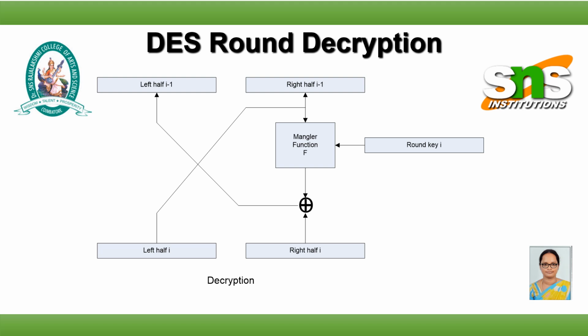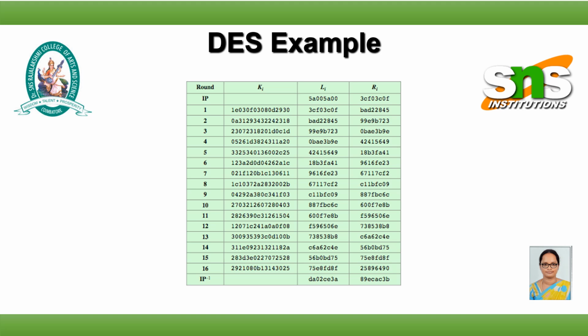Here the pictorial representation is given. We have split the left half and the right half. Here we are using the Mangler function. Here we are swapping the left side with the right side and the right with the left. By this swapping, we complete all 16 rounds, and we produce the plain text again. Here an example of decryption is given.